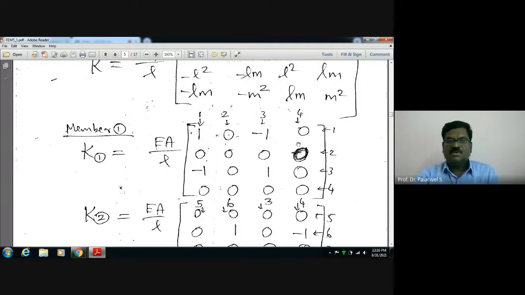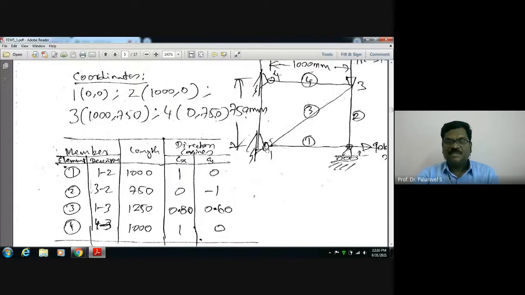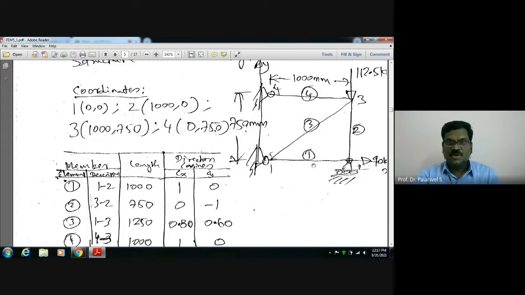After writing this, what to do? For assemblage, you have to write the degrees of freedom here. I have put some arrows and written the degrees of freedom. What are the degrees of freedom? First note: horizontal 1, vertical 2, then 3, 4, 5, 6, 7, 8. Totally 8 degrees of freedom are there. Actually, you will say U1, V1, U2, V2, U3, V3, U4, V4. That is the notation. In numbers, the degrees of freedom are 1, 2, 3, 4, 5, 6, 7, 8.